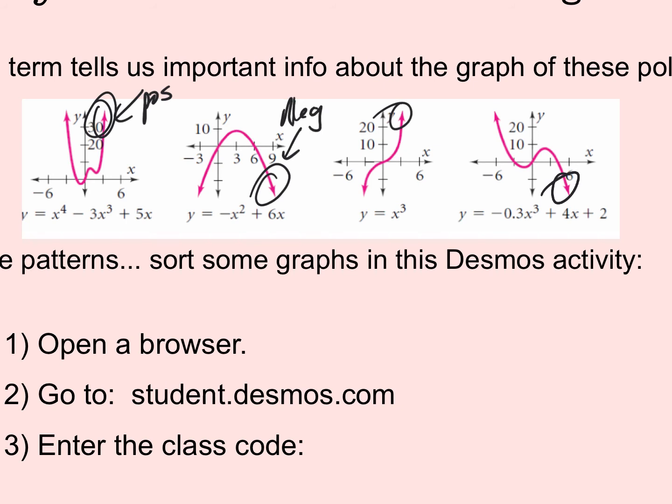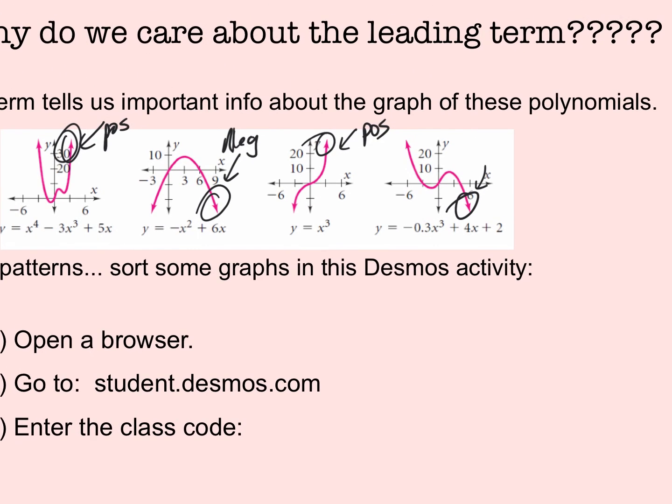This one's up, so it's got to be positive. This one's down, so it's got to be negative in the front. The lead term's negative. That make sense to you guys? All right.